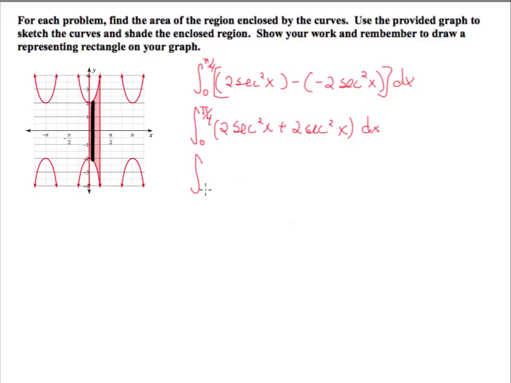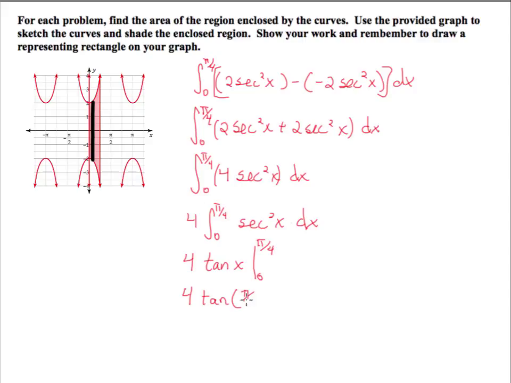So we have the integral from 0 to pi over 4 of 4 secant squared x dx. For integrating this, we can bring out the constant, and we know that the integral of secant squared is tangent of x. Evaluating that at pi over 4, then at 0, we end up with our area of the shaded region is simply 4 units squared.